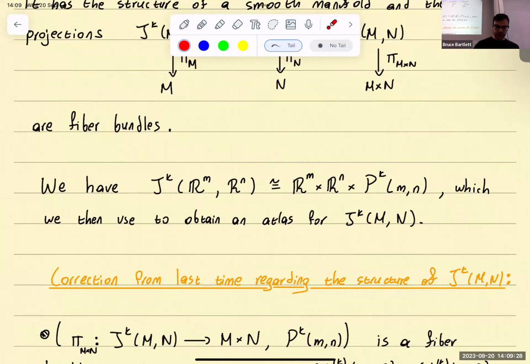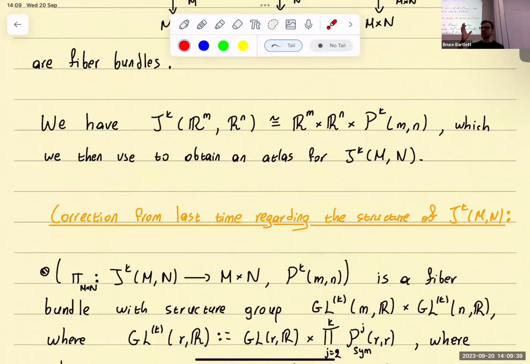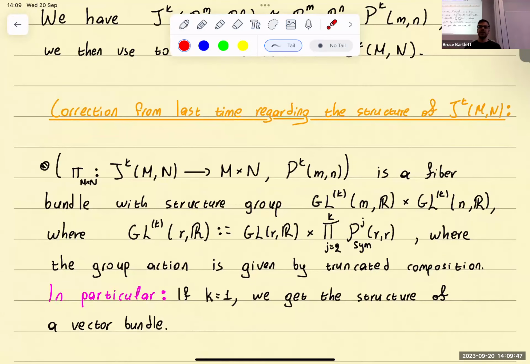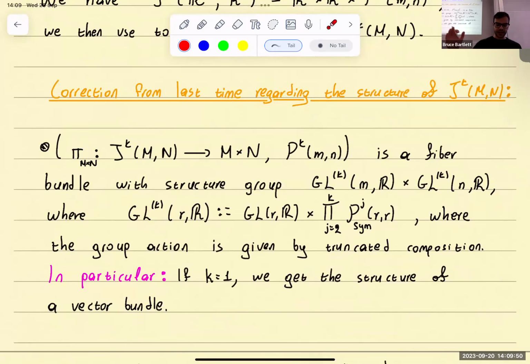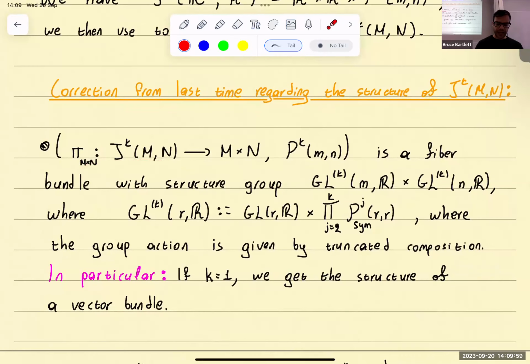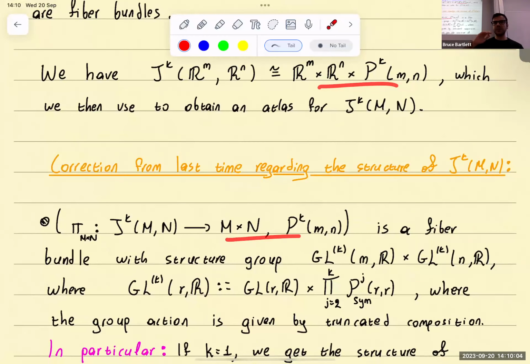The thing that I'd like to correct from last time, I was half imprecise and half completely wrong. So we had this thorough discussion of what is the actual structure that these bundles have. And let me say what's happening in general, and then we can see what's happening in specific cases. So in general, if we have this fiber bundle here, as we saw from this identification, the fiber of this fiber bundle is the space of degree k polynomials.